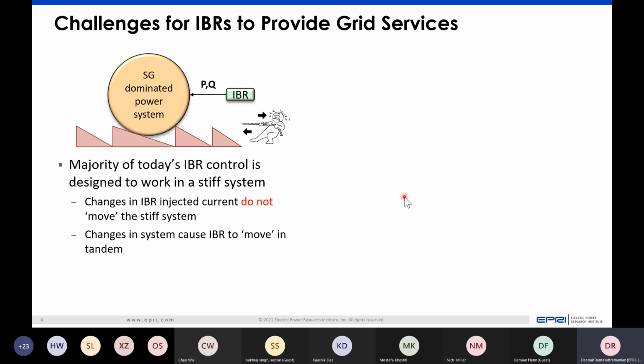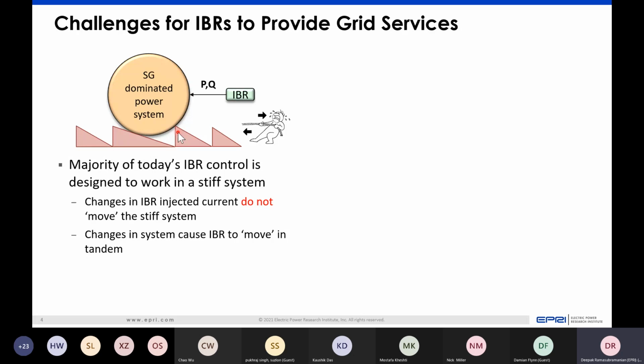In the past, we've had this synchronous generator-dominated system. It's been a very stiff system. It's not very easy to move the system around. Even small island networks might move more relative to a large network, but still it's not very easy to push the system around when you have a synchronous generator-dominated system.